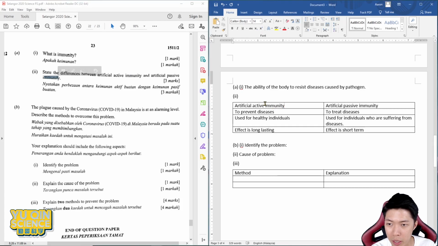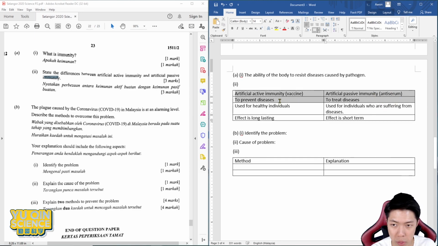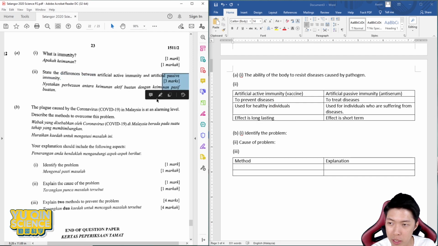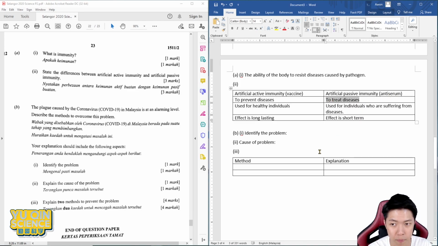Okay, you all know what that is? Artificial active is the vaccine. It's a hot topic now. Every day we talk about it. And the serum will be the passive immunity. So, state the differences. We have 3 marks, so I'm guessing we need 3 differences. The vaccine is to prevent, like, you haven't caught COVID, right? Then you take it to prevent. And the serum is to treat.